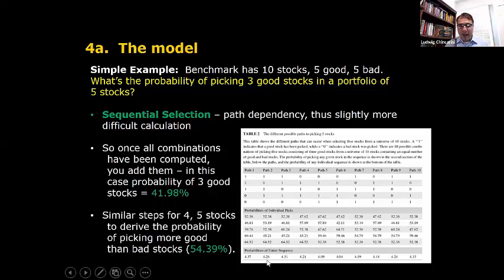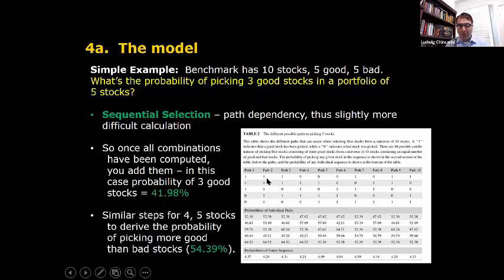And once you do the math, you realize if you add all of these up, you will get the probability of getting 3 good stocks, which is 41.98%, slightly different than the bulk selection method, okay? Because, again, you're taking a stock and you're changing the distribution. If you do the similar steps that we did for the bulk selection method, the probability of getting at least more good stocks than bad stocks turns out to be 54.39%.